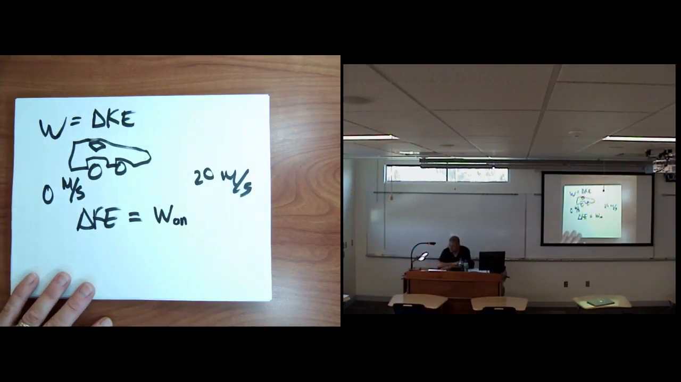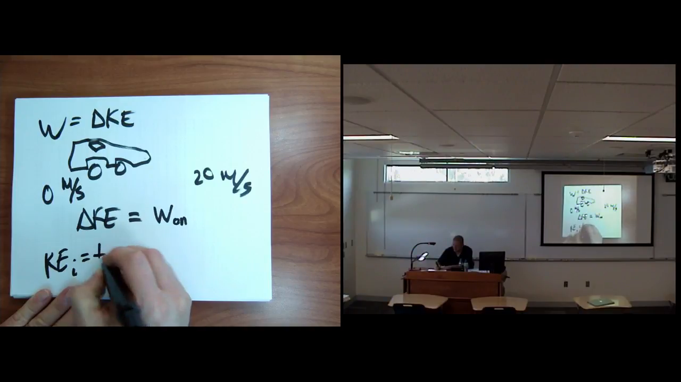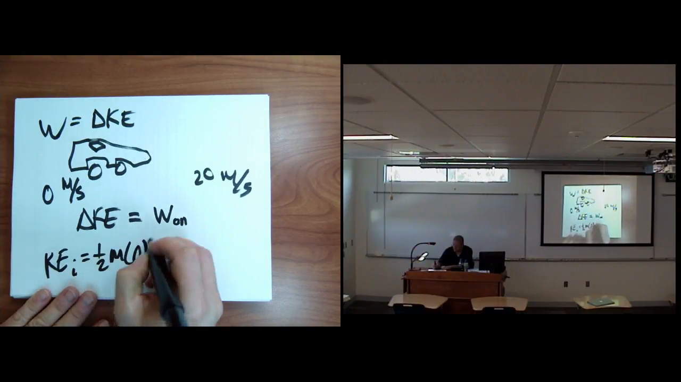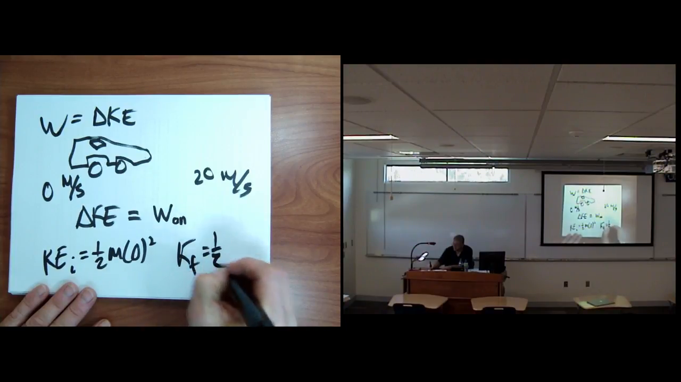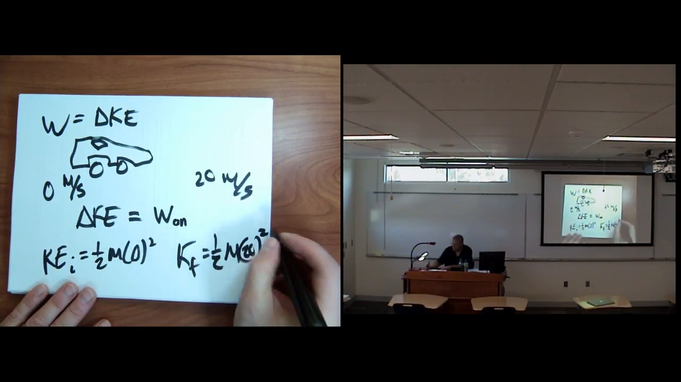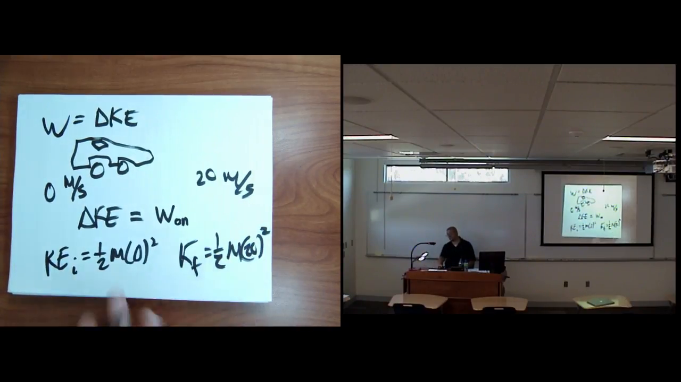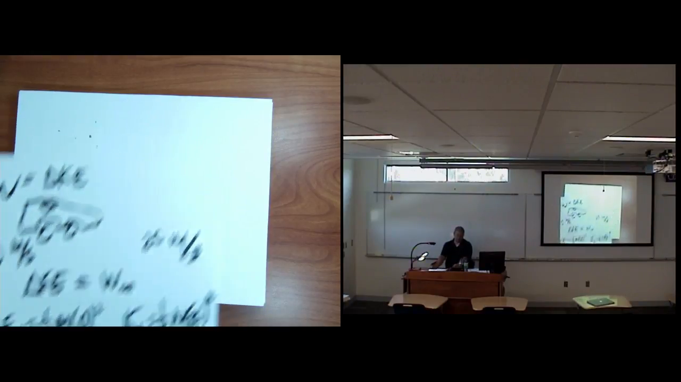Not by the system. Okay, so what we need to do is calculate the kinetic energy. Kinetic energy initial at the beginning is 1/2 m times 0 squared, because that's our velocity. Kinetic energy final is 1/2 m v final squared, which is 20 squared. And so then you take the final minus the initial to get the change in kinetic energy, and that will be the same amount of energy that was put into it in the form of work.